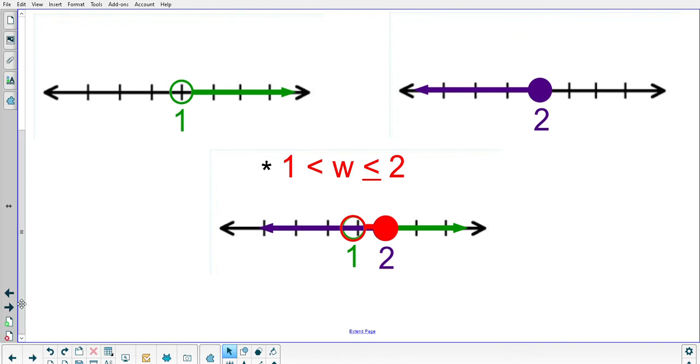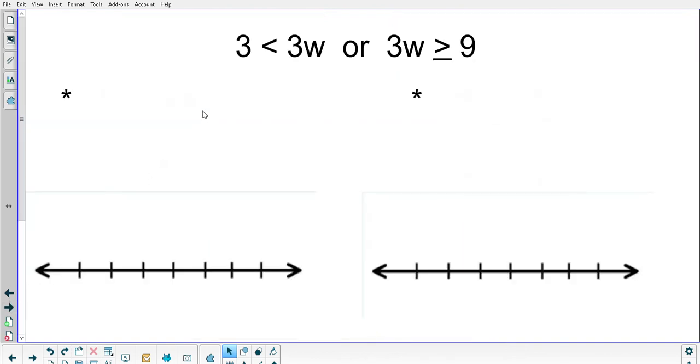One last example, and then you guys can go ahead and get going. This one is another OR statement, so we're going to solve each one of these individually. So let's go ahead and solve 3 is less than 3w. They're multiplying by 3, so we need to divide both sides by 3. When we do so, we get the result of 1 is less than w, but we know we're going to read that as w is greater than 1.